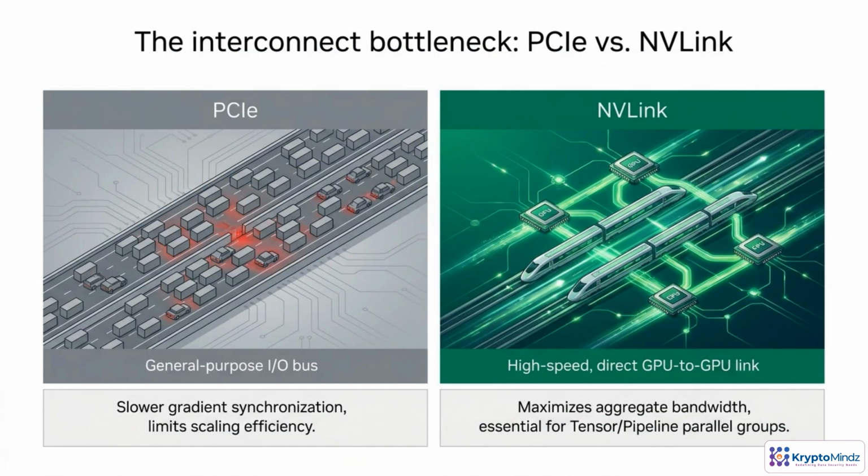As you add GPUs, the interconnect can become the real bottleneck. PCIe is a general-purpose bus, more like busy city traffic. Bandwidth and latency are fine for a single GPU, but gradient synchronization across many devices becomes slow, so additional GPUs give diminishing returns. NVLink is a dedicated high-speed GPU to GPU link, more like express trains between GPUs. It offers much higher aggregate bandwidth, which is critical for fast all-reduce operations and for tensor or pipeline parallelism in large model training.